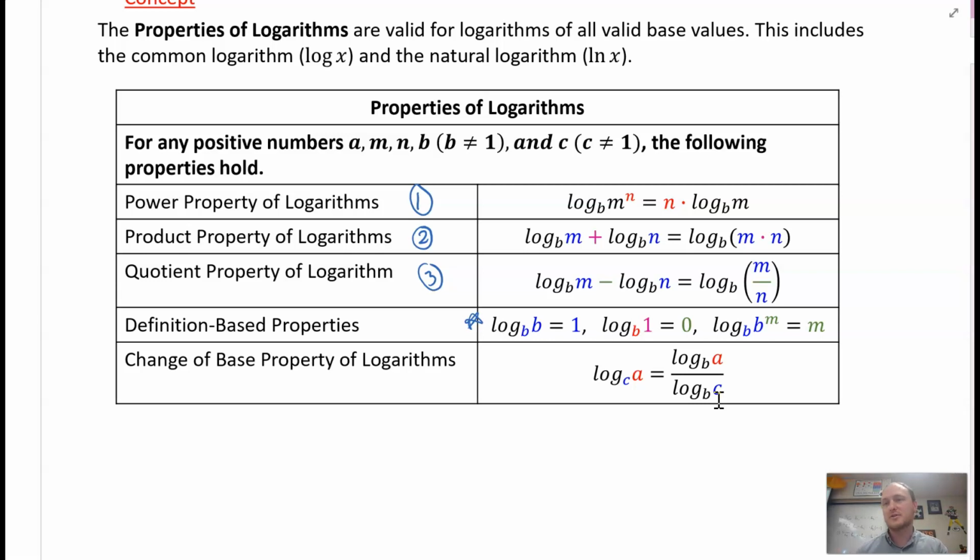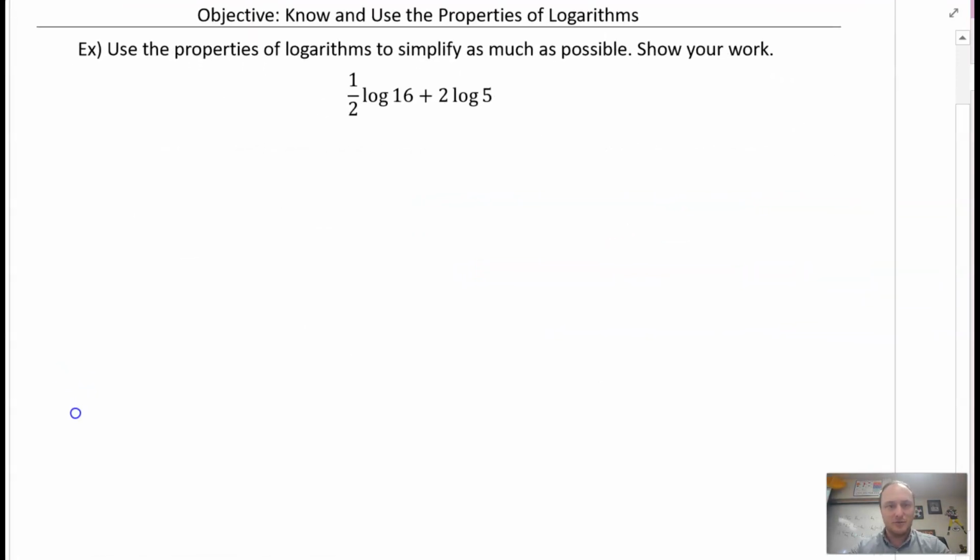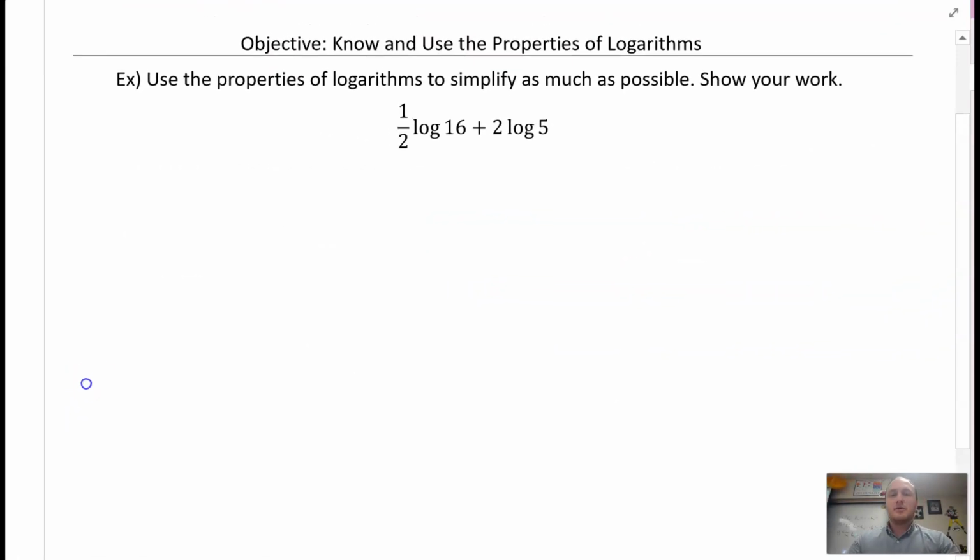I recommend flashcards, do flashcards. Let's look at some examples. All right, so here is the first example. And it says, use the properties of logarithms to simplify as much as possible.